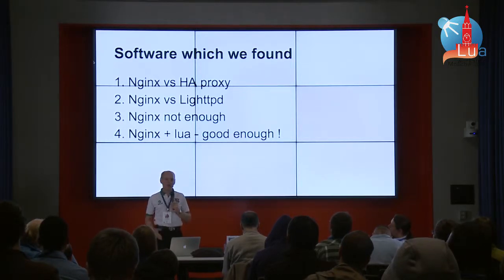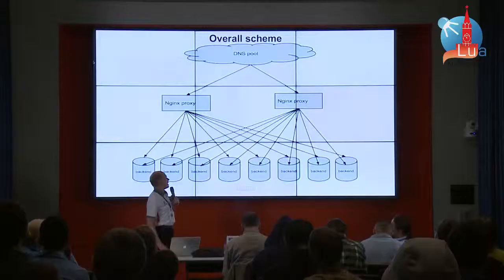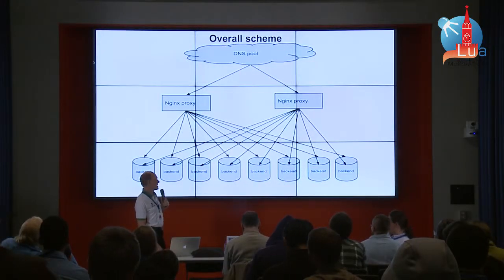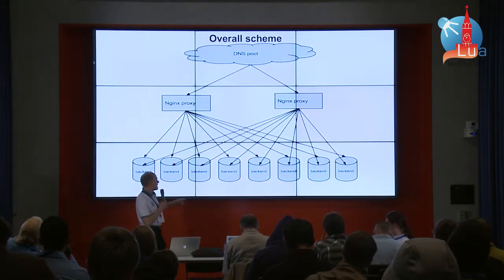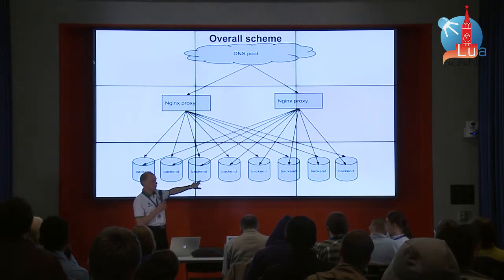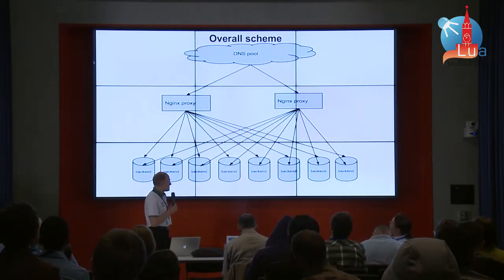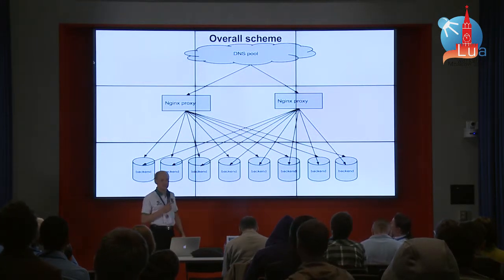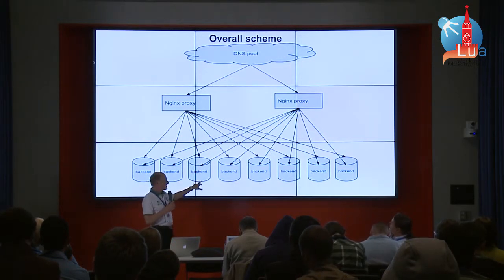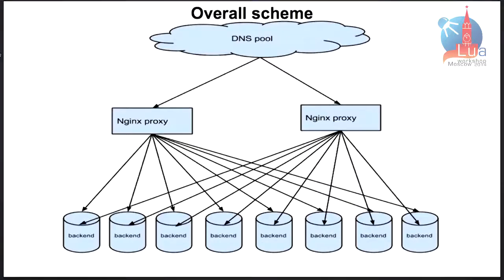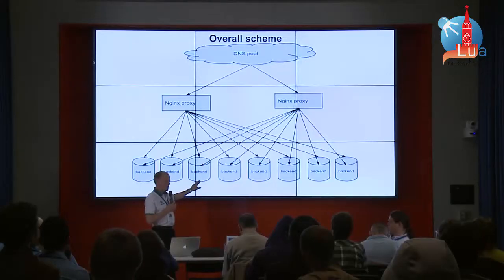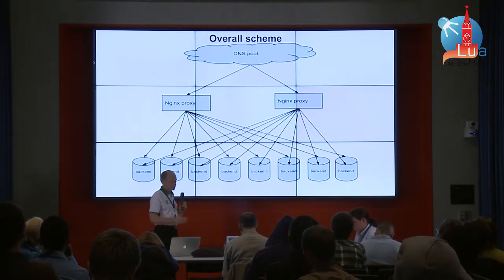I hope at least anyone knows what sticky balancing is. Sticky balancing means that if a user comes to a server, for example, a user from Jamaica came and ended up served with this backend server, then when that user makes another request later, he should end up in this same server. Not any other server, but the same. All of that user's requests should end up in this backend server. That is sticky balancing.